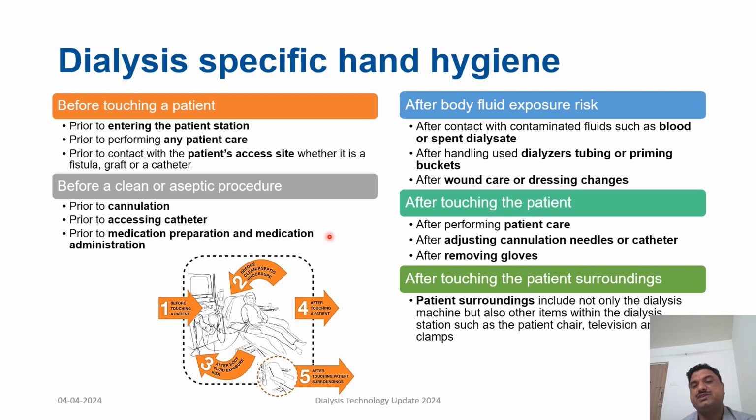or medication administration. Now, after body fluid exposure, body fluids in the form of blood or spent dialysate, or exposure to dialyzer tubings or priming buckets, or any wound care or dressing changes. Even after touching the patient, like performing any patient care, any adjustment of the cannula needles or catheters, or even after removing the gloves. And finally, after touching any surroundings. This includes not only the dialysis machine, but also other items in the dialysis station like the patient chair, television, fistula clamps and the like.